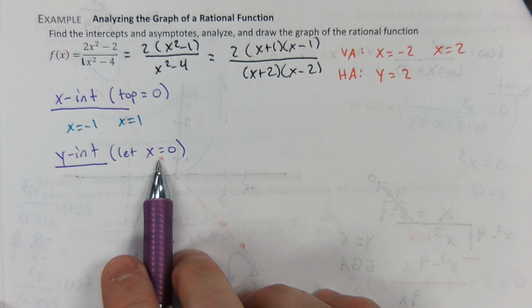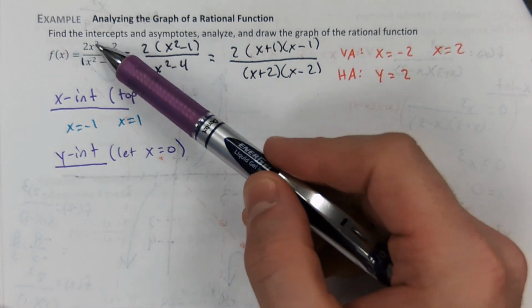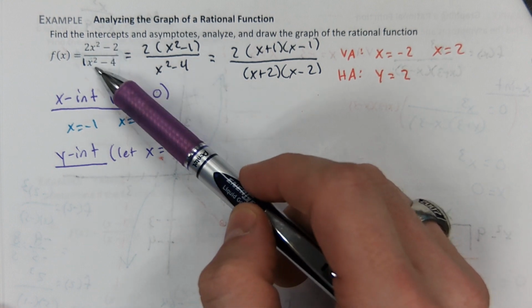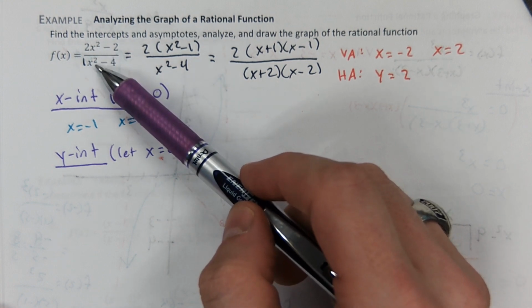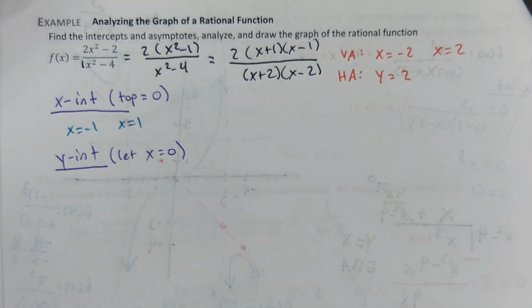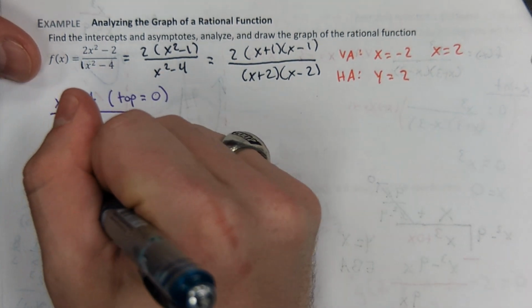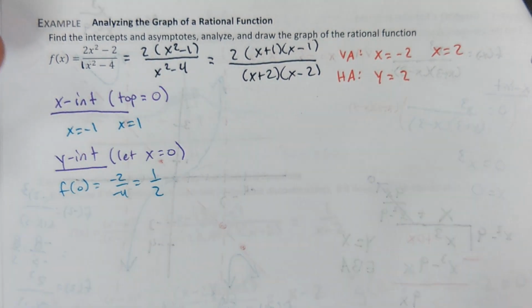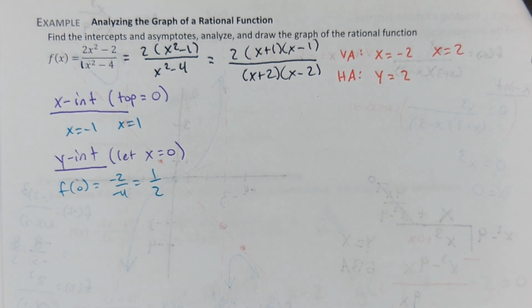For our y-intercept, we're just going to allow our x value to be 0. You plug in a 0 here, you get 2 times 0, 0. You put a 0 here, you get 1 times 0, 0. Basically, what you're going to get is negative 2 over negative 4. So f of 0 is negative 2 over negative 4, which is positive 1/2. So we have a graph with 3 asymptotes and actually 3 intercepts. Interesting, that's coincidental.